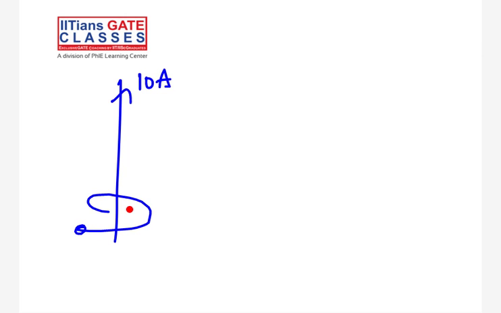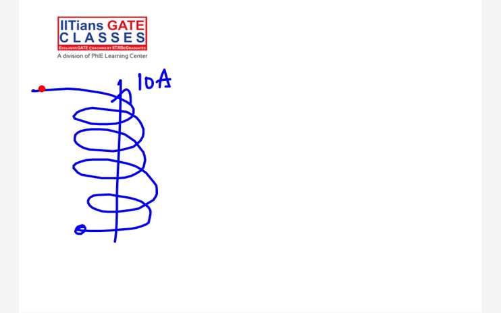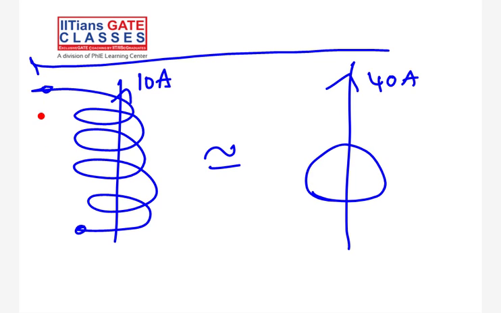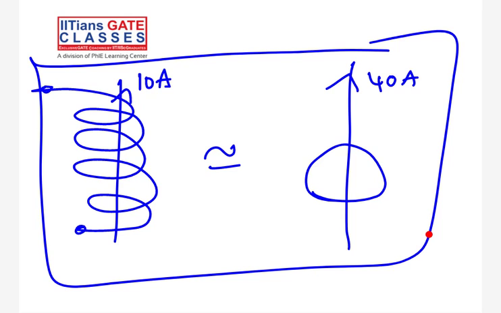So I will put it in simple words. This is your 10 ampere and you have 4 windings here, right? So this is equivalent to 40 ampere in a single loop. I hope this makes the complete picture for you. Is it correct or not? Whatever the diagram I have shown.